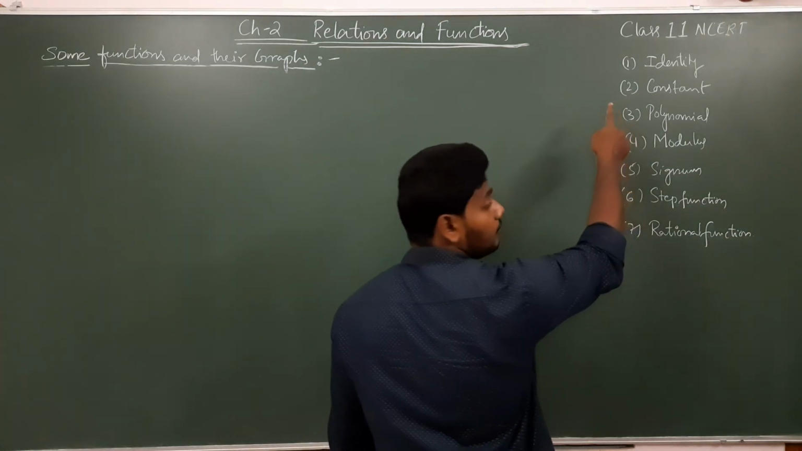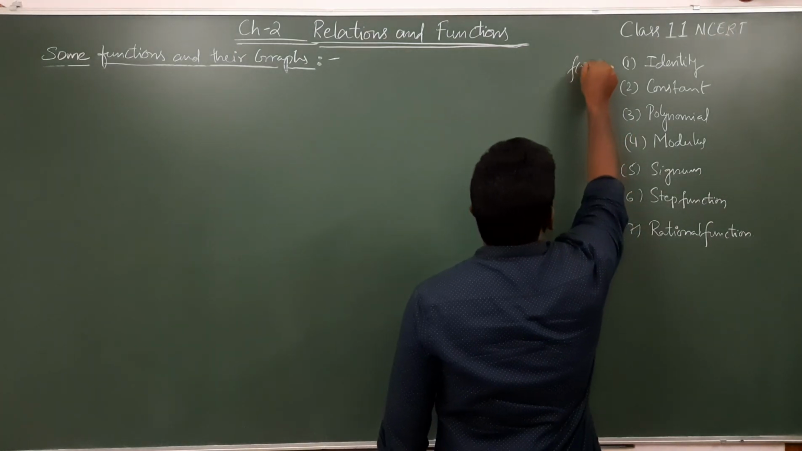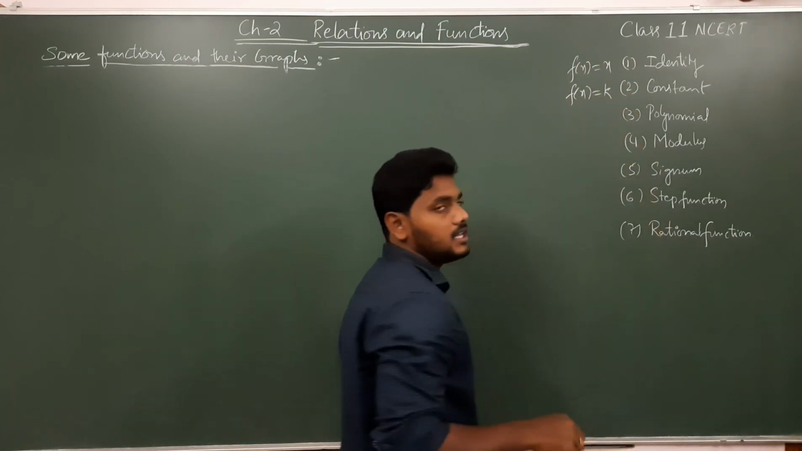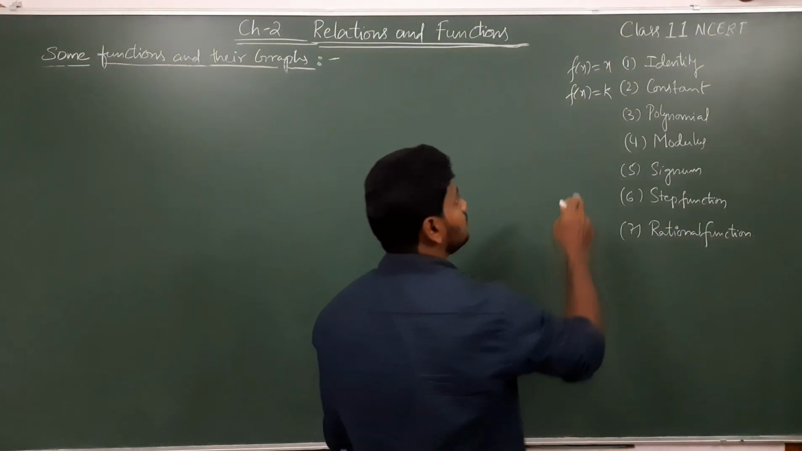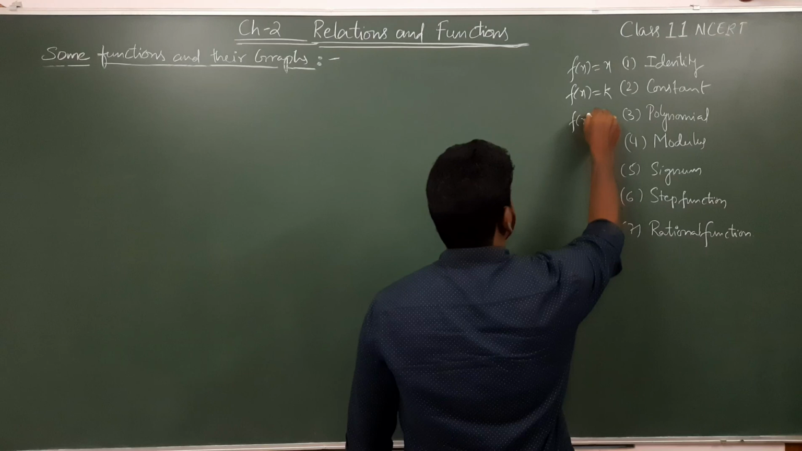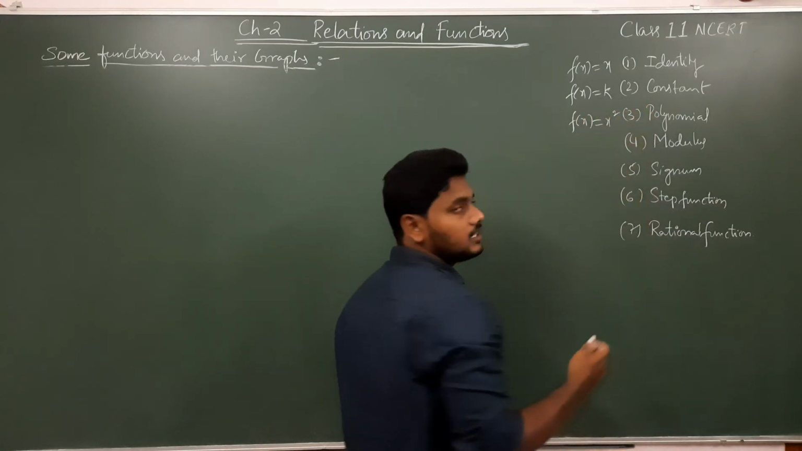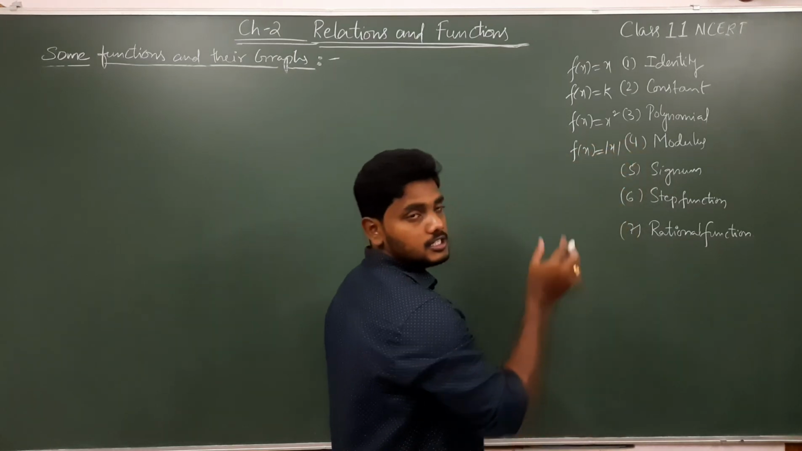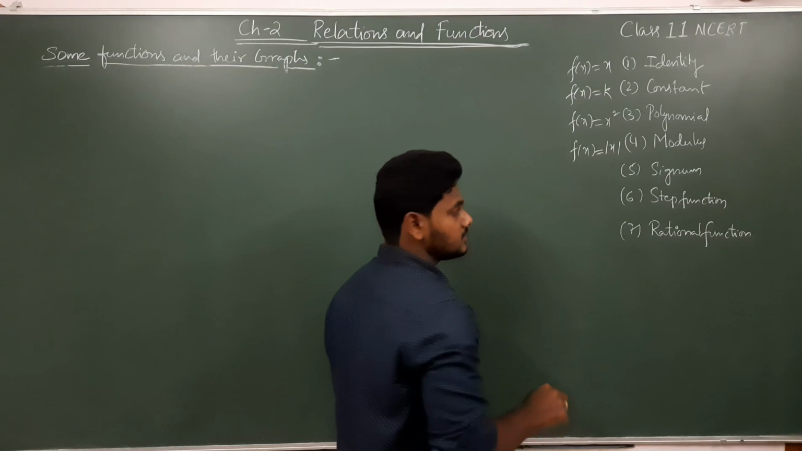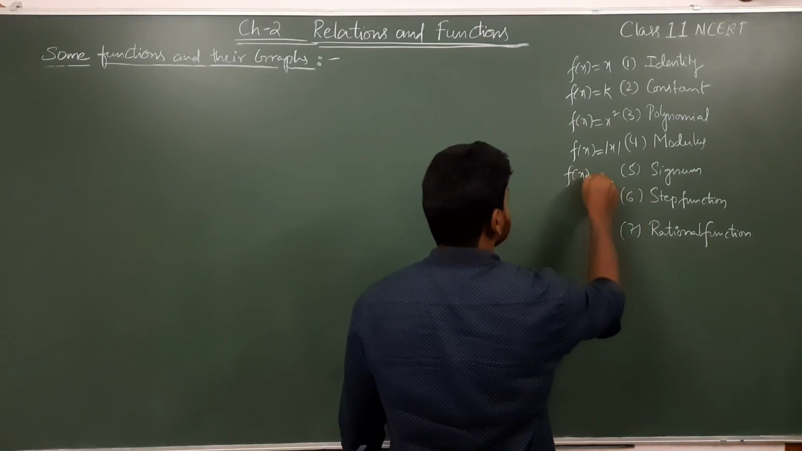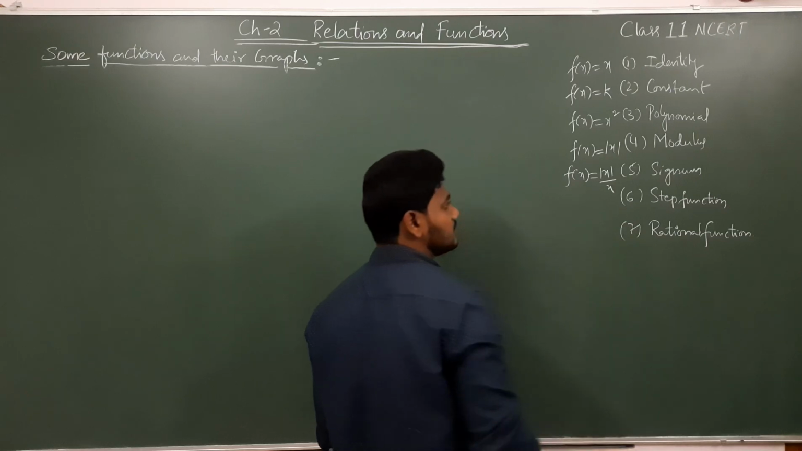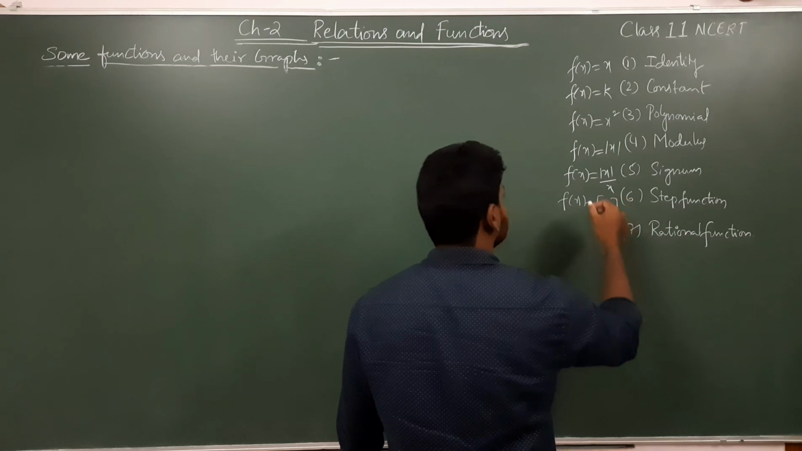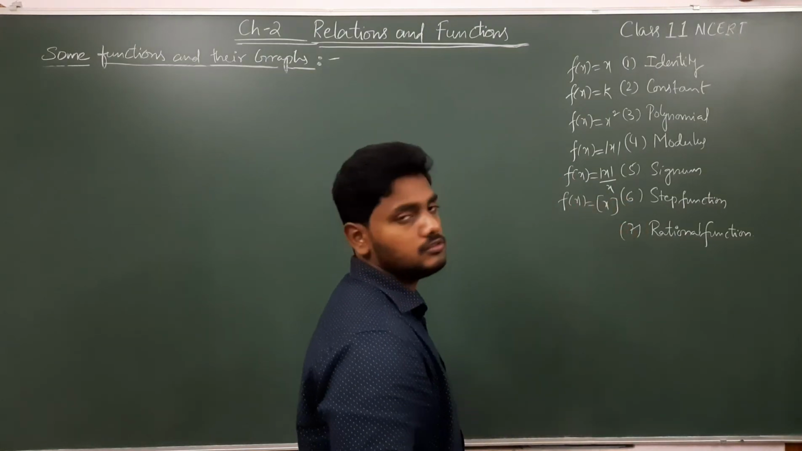So once again, tell me how we can write the identity function. Identity function is f of x equal to x. Constant is f of x equal to some constant. It may be k, p, q or c. Polynomial function: f of x equal to x square, x cube, like that you can take. Next, modulus function, f of x equal to modulus of x. In the parallel lines, in the middle you need to write x. Next, signum function. Signum function is f of x equal to mod x by x. Right? Next, step function, f of x equal to step x. So if you observe this, all x belongs to real numbers.